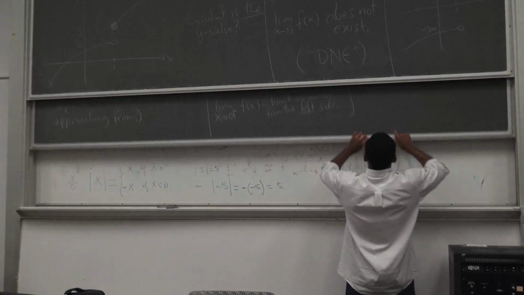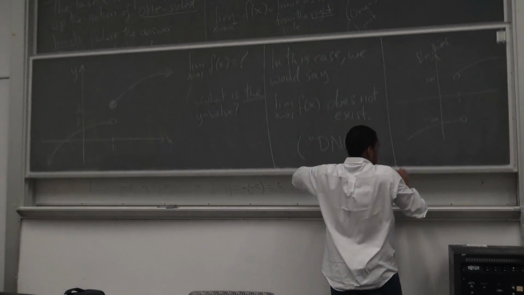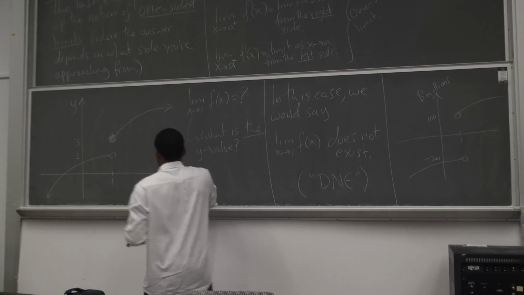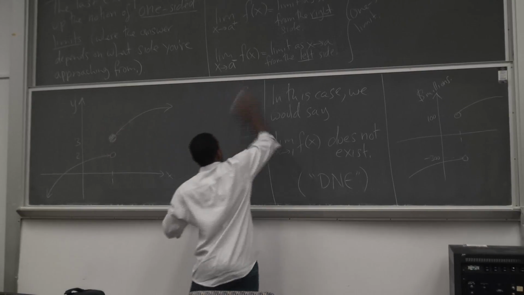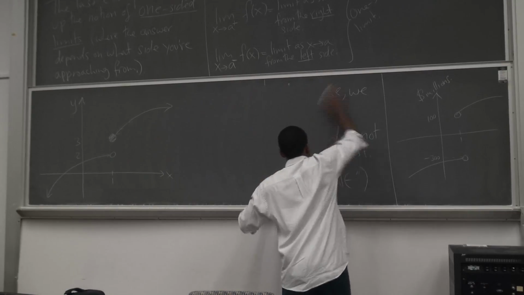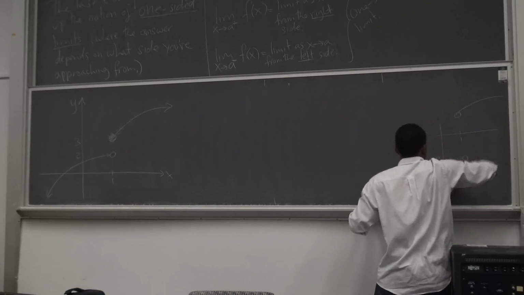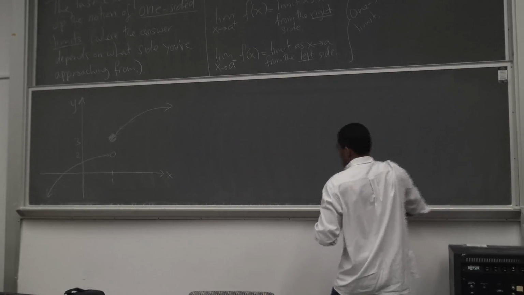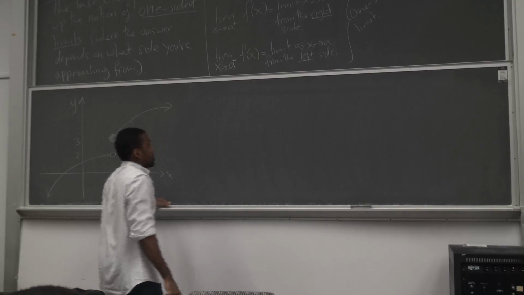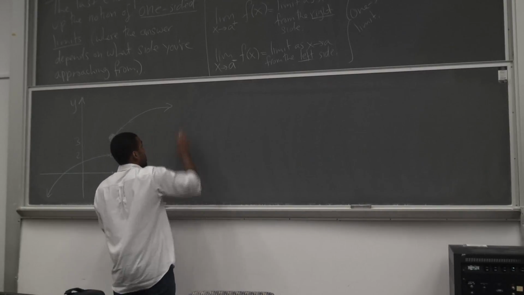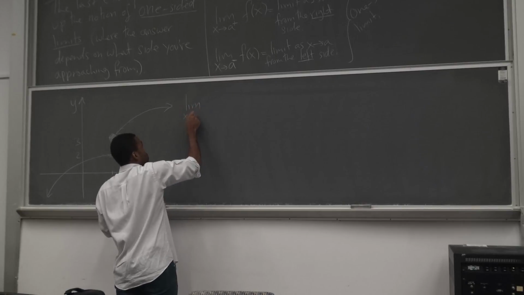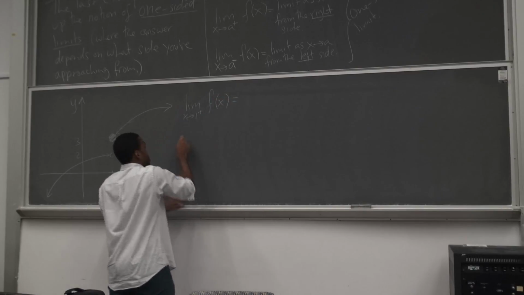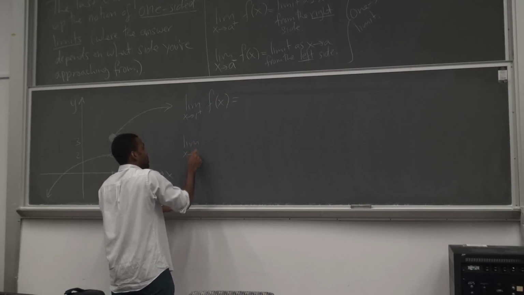So, in that case, redraw this diagram in your book right now. Because I'm not going to redraw it, I'm going to start talking about it. So redraw that diagram, the same diagram you had before. So now, I can ask you the following question. What is the limit as x approaches 1 from the right side? And I could also ask you what is the limit as x approaches 1 from the left side?